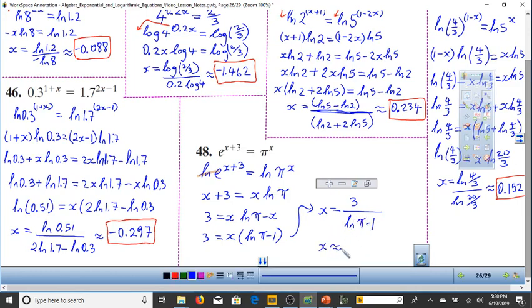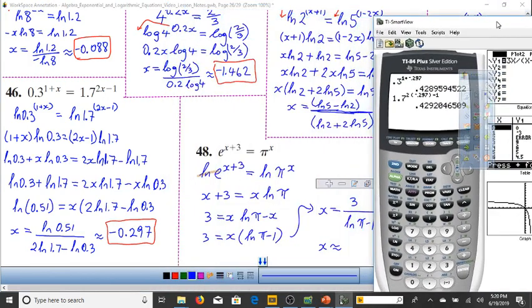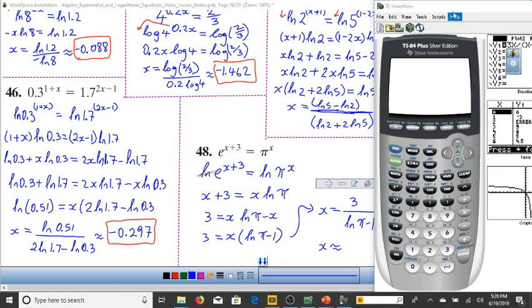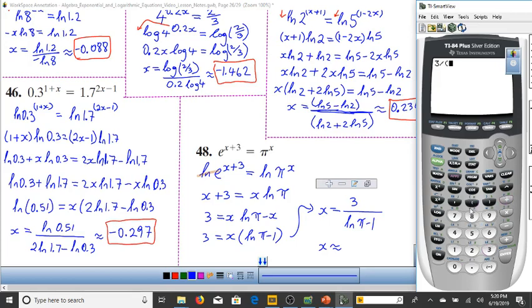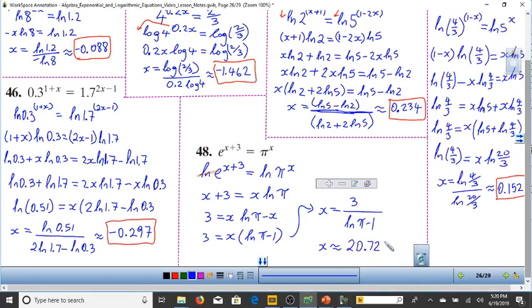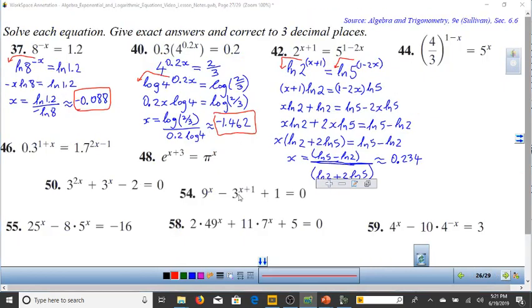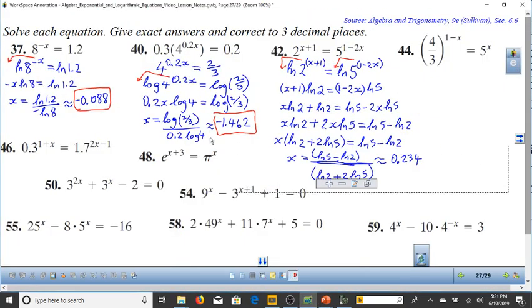We can get the approximate answer by using our calculator. So we have 3 divided by parentheses ln pi, close parentheses minus 1. 20.728. And that's our approximate answer for that one. I leave you to work on that on your own. So let's move on. So I did these questions, so we can clear those out.